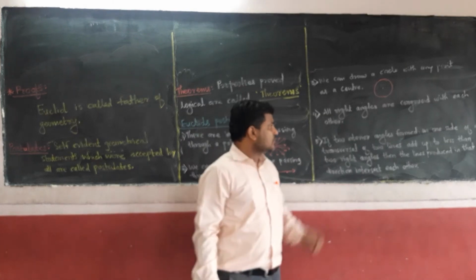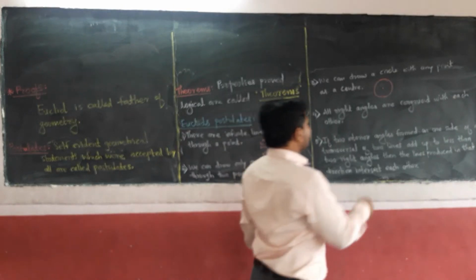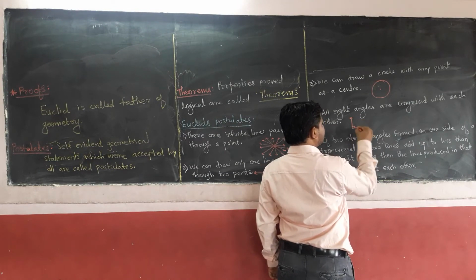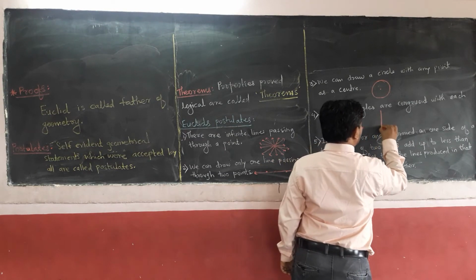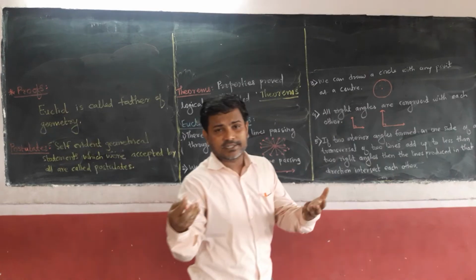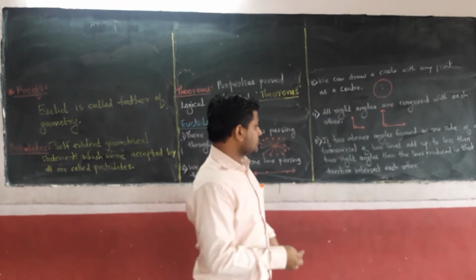Fourth postulate: all right angles are congruent. Obviously, if I draw a right angle here, what is the measure of this angle? 90 degrees. If I draw one more right angle here, what is the measure of this angle? Also 90 degrees. Therefore, these two angles will be congruent.